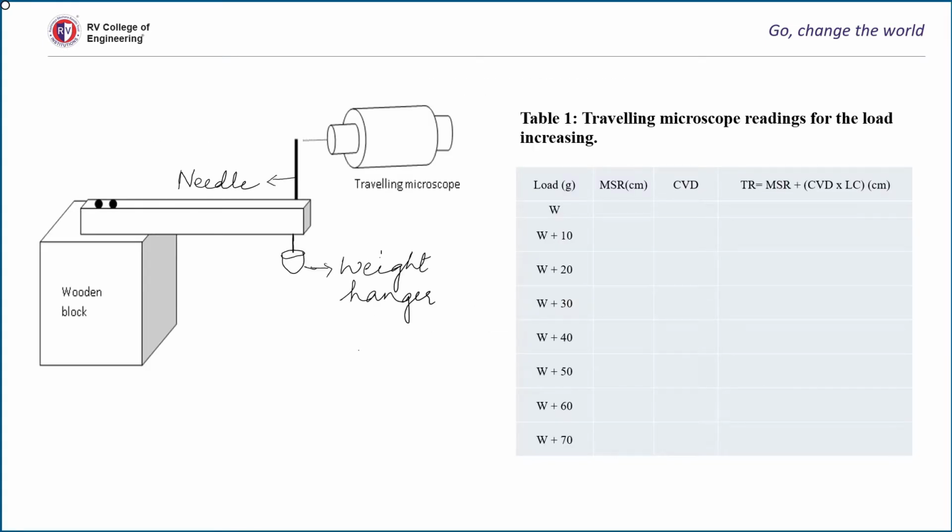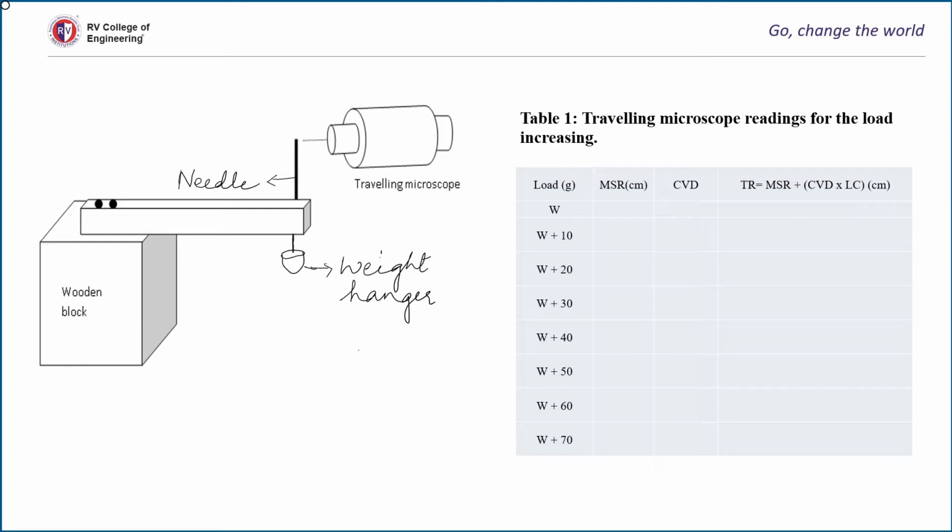So how a cantilever looks is as shown. We have a wooden block which supports a metallic strip which is fixed to the wooden block, and at the free end of it we have suspended a weight hanger, and on the top part of it we have a needle placed there. Now we add load into the weight hanger in uniform steps of 10 grams. Once we add load, the beam slightly bends. So how do we know the change in position? The reference for us will be the needle.